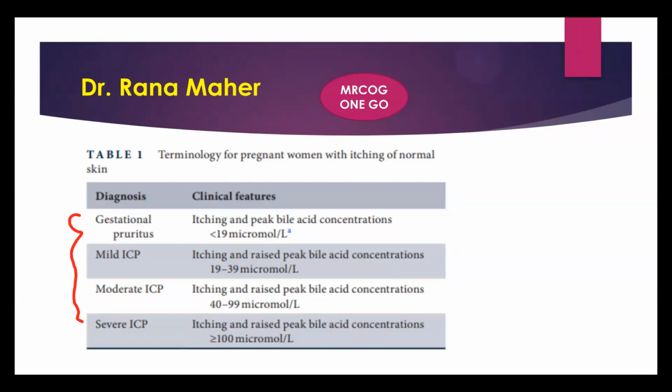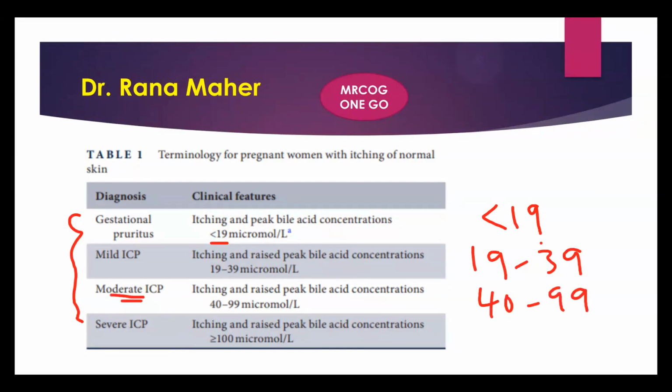So if the bile acids are less than 19, and please remember the number 9, very important, it's gestational pruritus. If it's 19 to 39, it's mild. If it's 40 to 99, it's moderate intrahepatic cholestasis. If it's more than or equal to 100, at that time, it's severe intrahepatic cholestasis. So less than 19, gestational pruritus. 19 to 39, mild. 40 to 99, moderate. More than or equal to 100, severe.